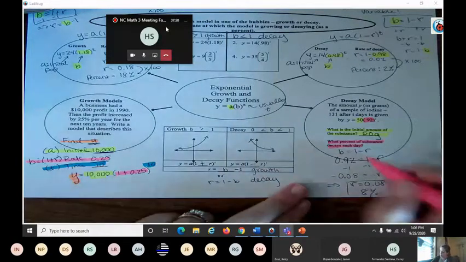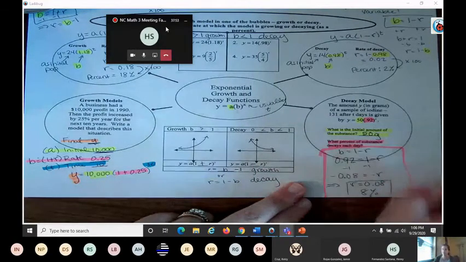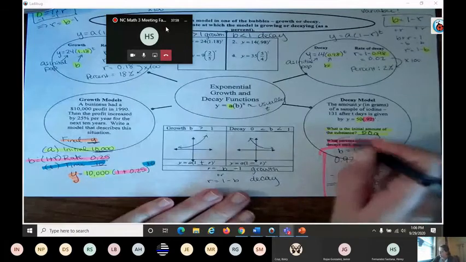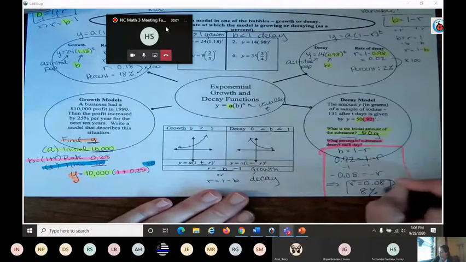Okay, so all this stuff we did to solve for the rate. Okay, and it asked for this in a percent. So we had to multiply by 100 to get our percent.